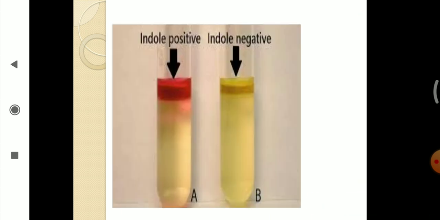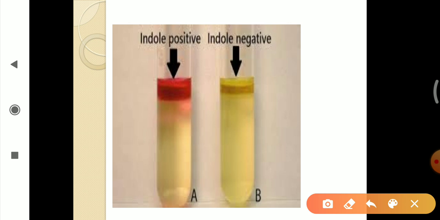Here is the photograph of the positive test and the negative test. If you can see the pink ring or red color ring formation, then we say that the test is indole positive. If we don't find any kind of ring formation at the top of the broth, then the test is negative. This is all about the indole test.